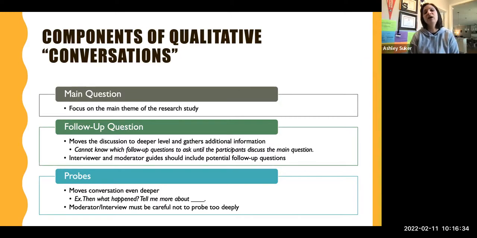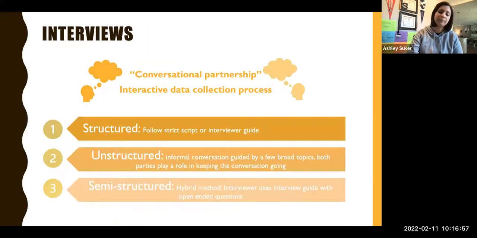And then finally, you'll have a probe, which moves the conversation even deeper, where you might say, and then what happened? Or tell me more about that. You're not really asking a question, you're just asking for elaboration. With the probes, you need to make sure that you maintain that fine balance between getting the information and digging too much into someone's personal life so they feel uncomfortable.